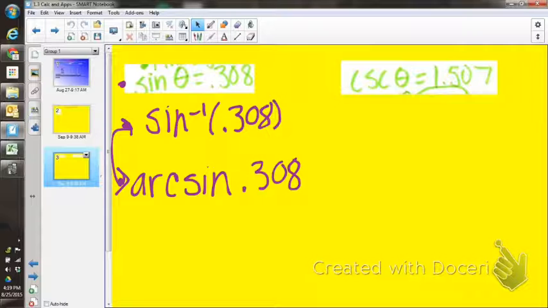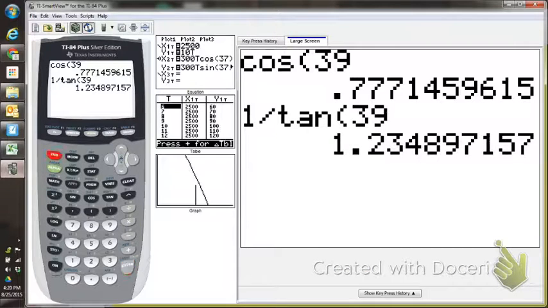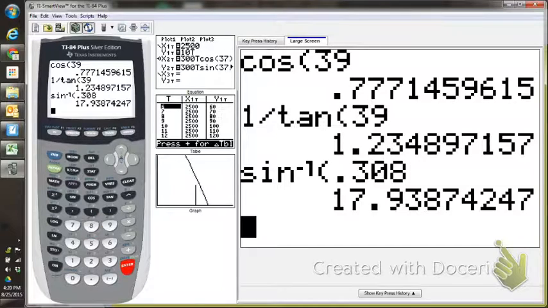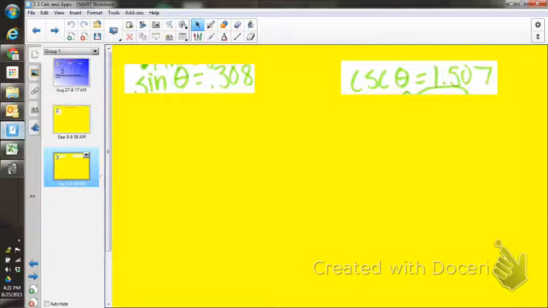And again, in order to figure this out, similar to what we did yesterday, I would just go to my calculator and type sine inverse 0.308. And I'd get my value, so I know that would be 18 degrees. That means that the sine of 18 degrees should be about 0.308. It's off a little bit because of rounding, but you get the idea. The only time this gets difficult, like we said, is when we're dealing with an inverse and a reciprocal.